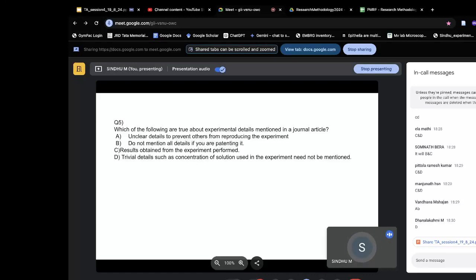And option B, do not mention all details if you are patenting it. So this is also not correct. Even if there is a patent, we can still give all the details. Madam, in the lecture, it was specifically told that if we are patenting, we can skip some details. Sorry, can you repeat? In the video lectures, in case of patent, we need not give all the details when we are patenting it.